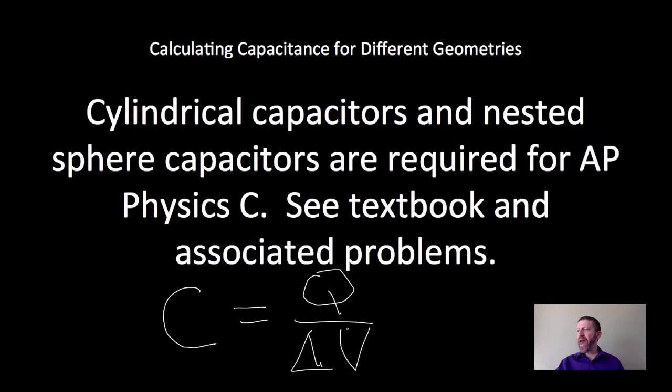You start with that, and then you derive what it is for that particular geometry, which most often involves figuring out what the potential difference is, very often using calculus. Derive it yourself, because that's going to be the problem on my test and on the AP Physics exam, deriving the capacitance depending on the geometry.